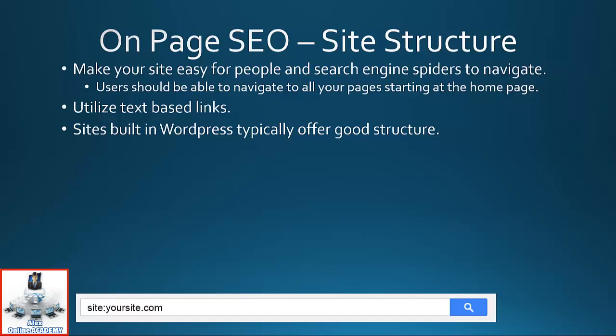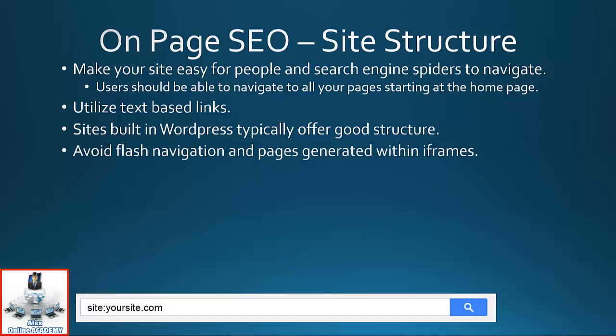Sites built in WordPress typically offer good structure out of the box. That's one of the reasons I recommend you use them. Avoid flash navigation and pages generated within iframes. And you'll know if your site's in an iframe. That means if somebody clicks on a link and the top of the page or the bottom of it doesn't really change at all, like it doesn't go to a new window, but the content itself changes. That's one of the worst things you can do. The search engines cannot spider a website built within iframes.